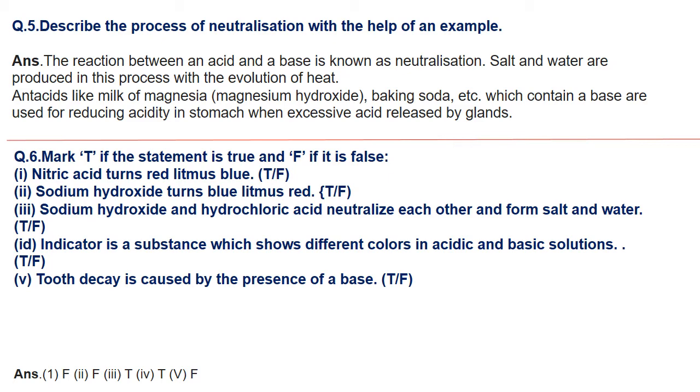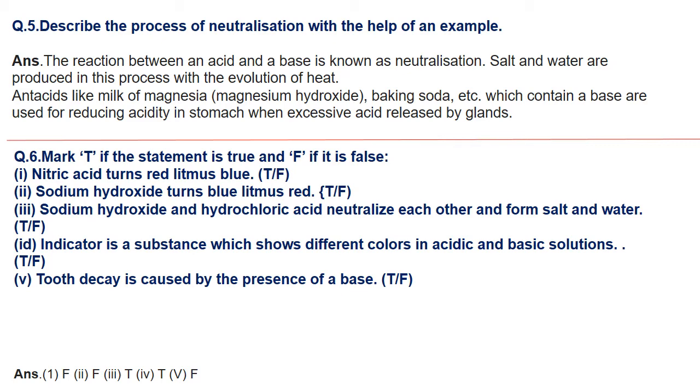Okay. Next question. Question number 5. Describe the process of neutralization with the help of an example. So what is neutralization? We had studied it in the previous class. The reaction between an acid and a base is known as neutralization. Salt and water are produced in this process with the evolution of heat.